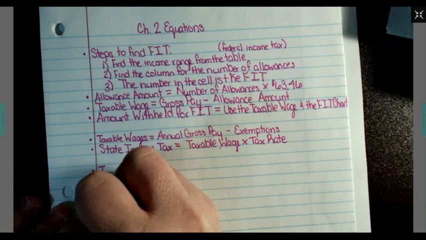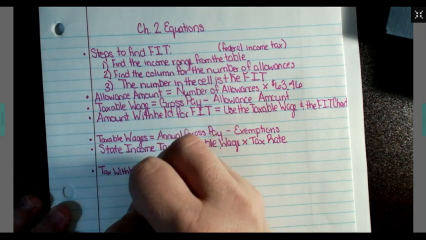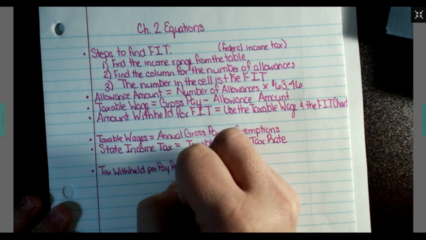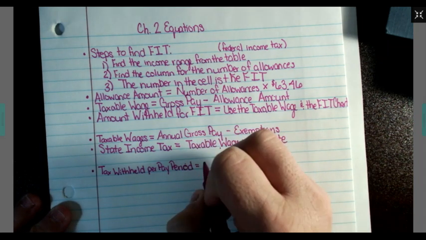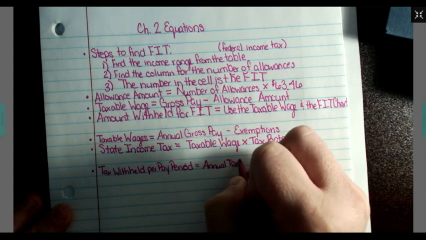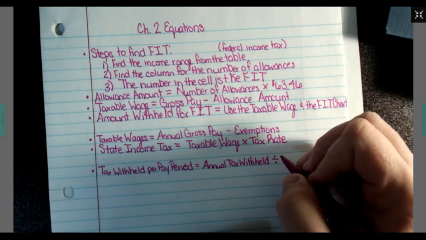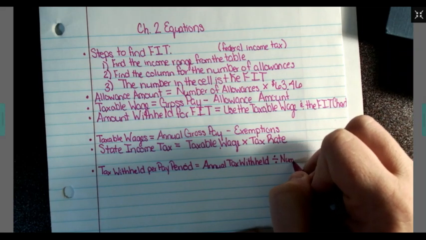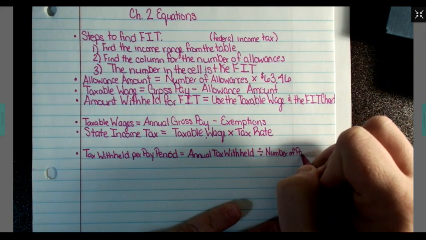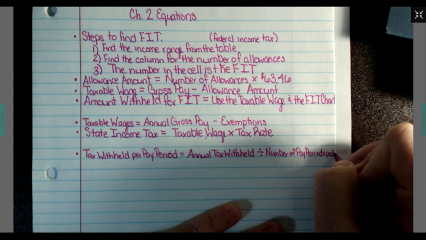It is going to be tax withheld per pay period equals annual tax withheld divided by number of pay periods per year.